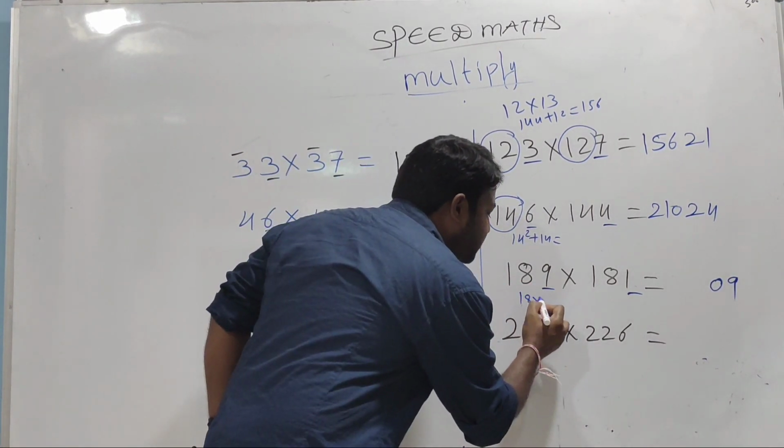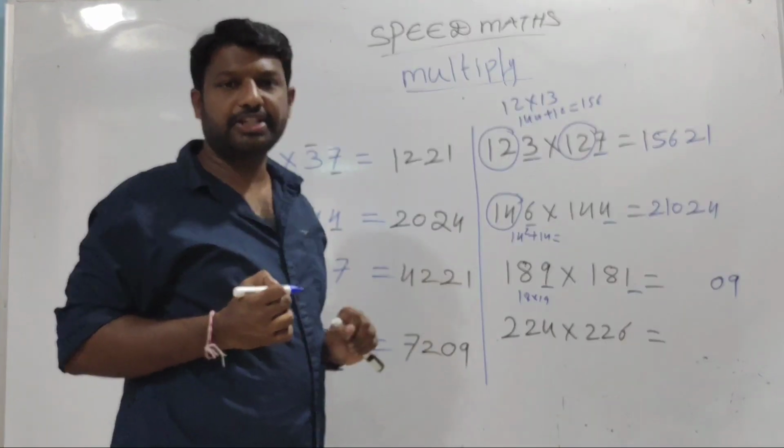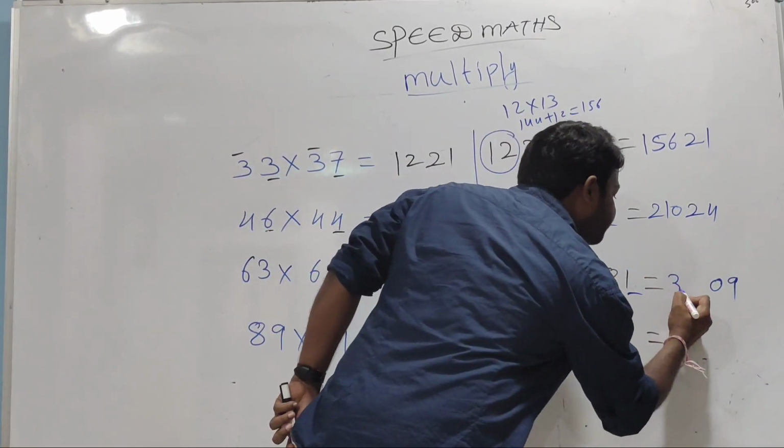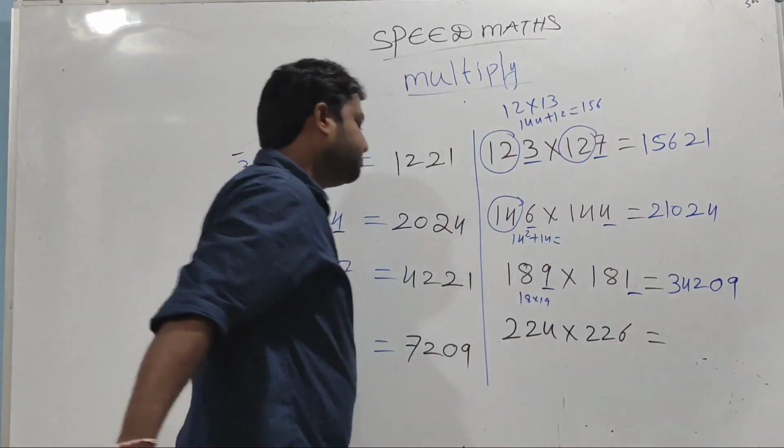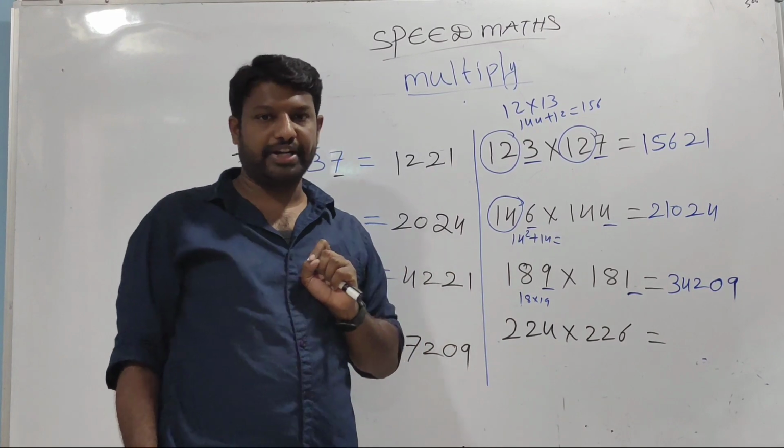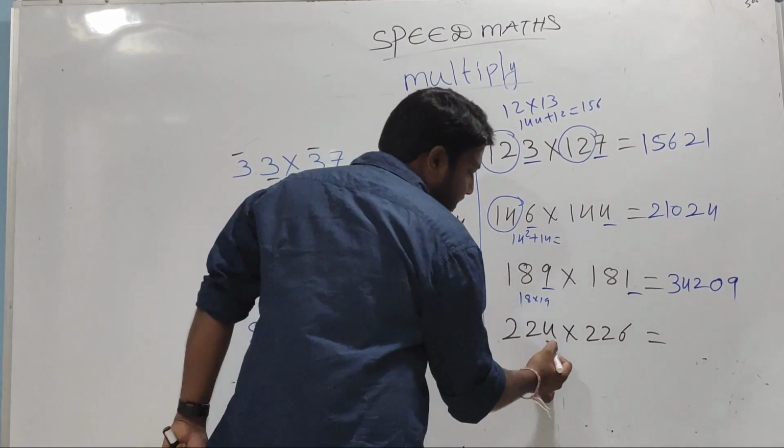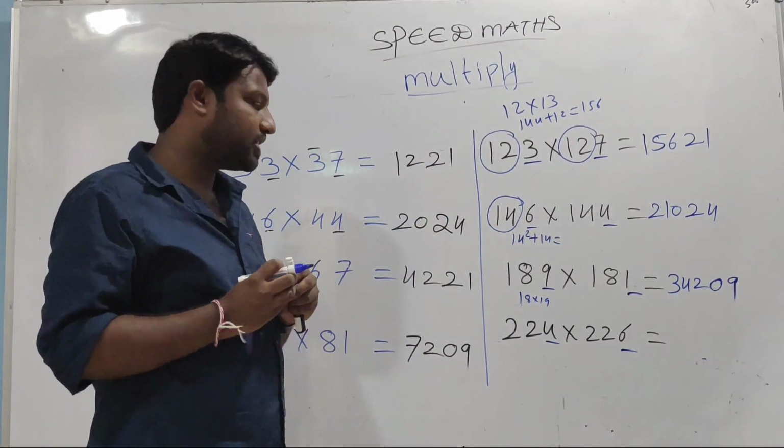18 is there, next number 18 into 19. But with what number I will multiply? Next number, 18 into 19. 18 19 is nothing but 342. Okay? Next one, 224 into 226. I will check last digits. 6 plus 4, 10. Okay, satisfied.